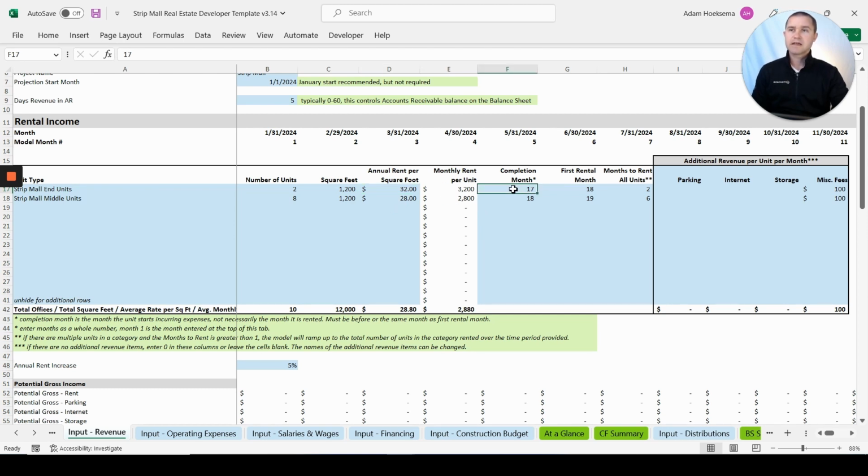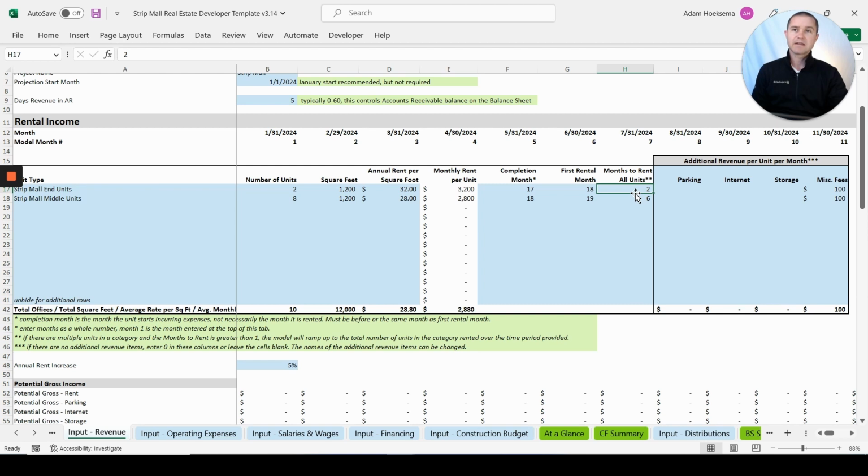Okay, so here you can say what your completion month is. So in the model, we're saying the projections are going to start on January 1st, 2024 here. And we think these end units will be completed, construction will be completed on month 17, and the middle units on month 18. And then we'll be able to rent these out almost immediately the next month. So month 18 and 19 will be the first rental month.